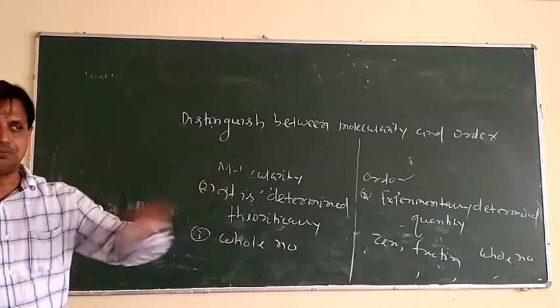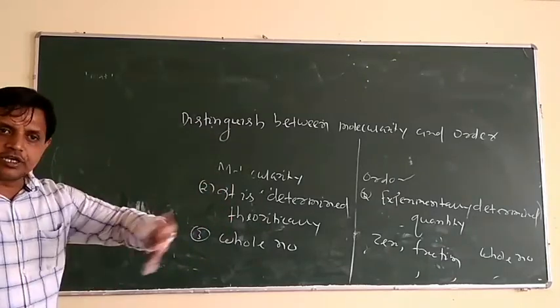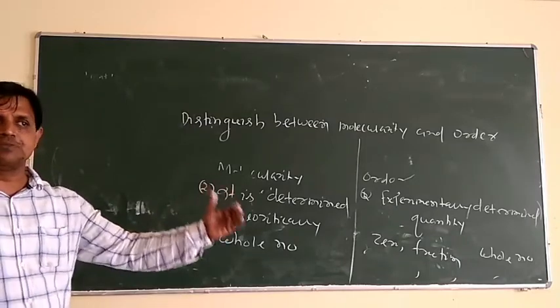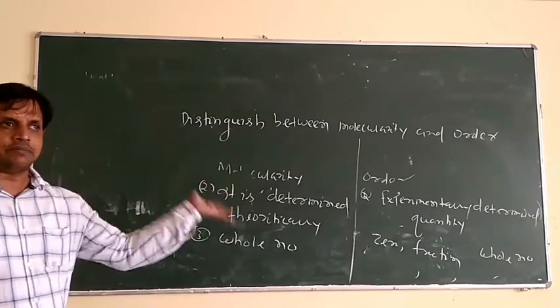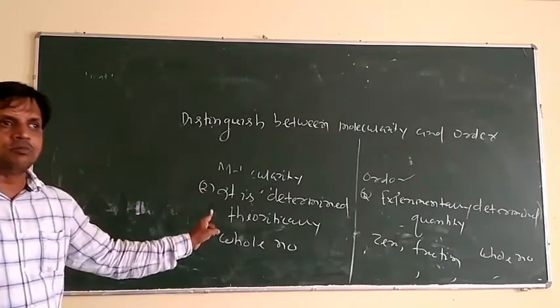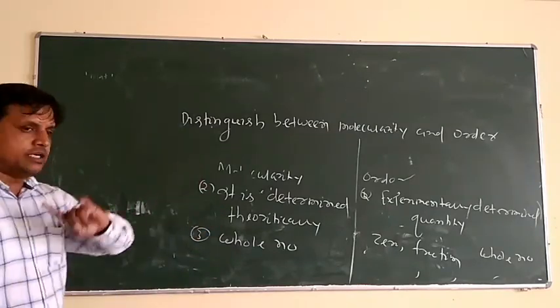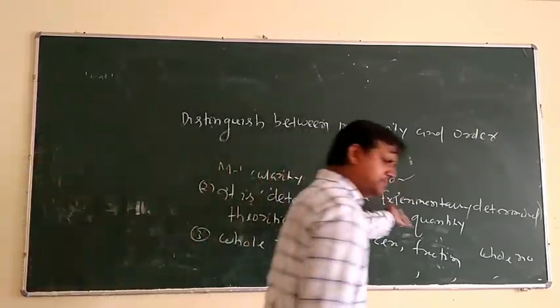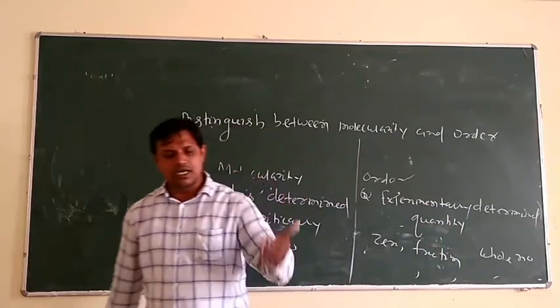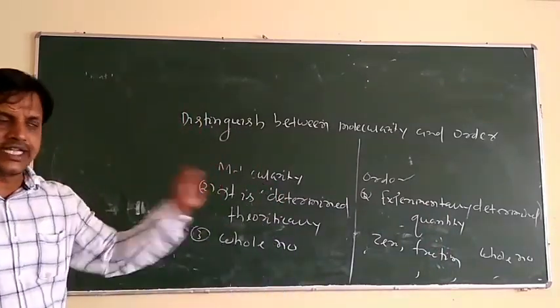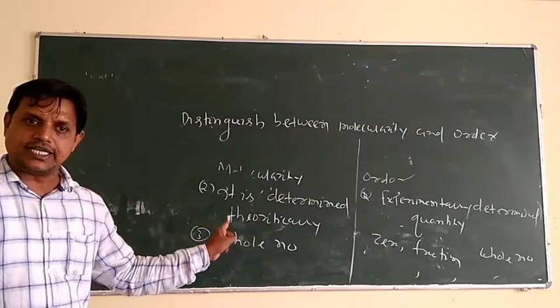1, 2, 3, 4, 5. It never becomes zero. Molecularity will never be zero; it will be a whole number: 1, 2, 3, 4, 5. It will never be a fraction: not 1.5, not 2.5, not 3.5. So molecularity is always a whole number, never zero or fraction. With order, it can be zero, fraction, or whole number. So these are the three basic differences between molecularity and order.